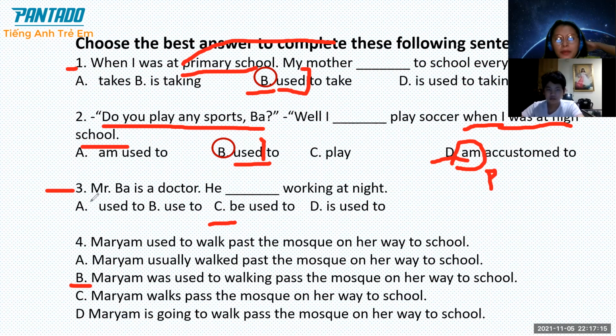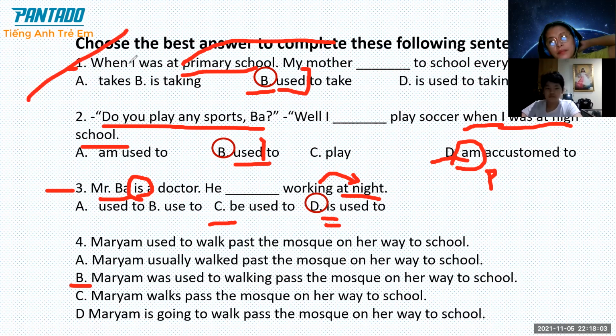For number 3, Mr. Ba is a doctor. He blank working at night. Your answer there is C, but let's see what's the best answer. He is used to working at night. Since it's not in the past, we use the present is. In the first statement we used the is verb, so here we also use is used to.